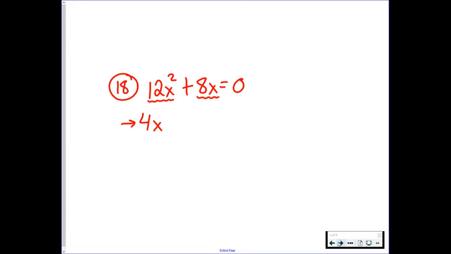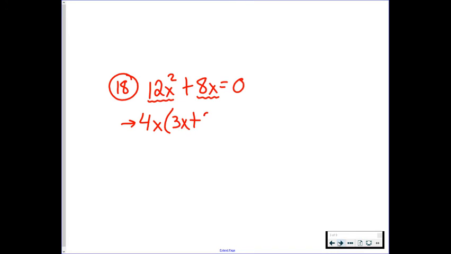On question 18, we're factoring to solve the equation 12x squared plus 8x equals 0. This is already set equal to 0, so it's good for us to go ahead and start factoring. The left side, 12x squared plus 8x has a GCF, remember you pull that out first, of 4 and x. So I'm going to divide both terms by 4, which leaves us with 3, and pull out an x.